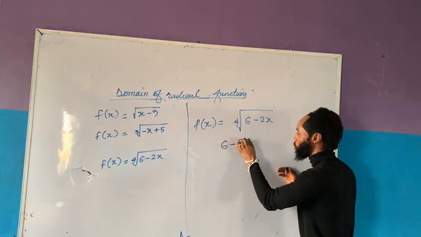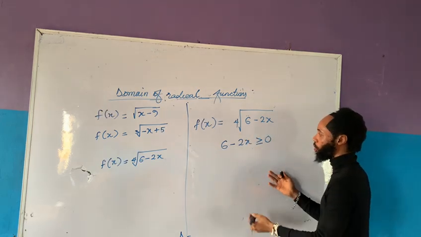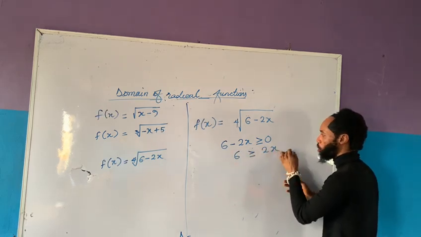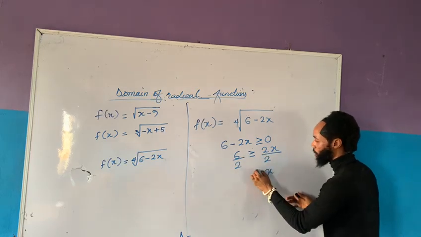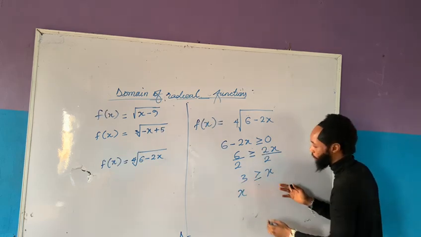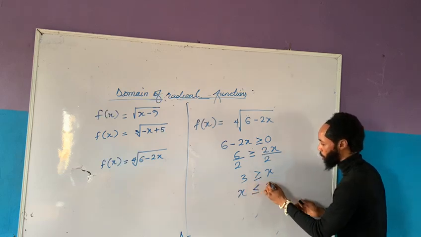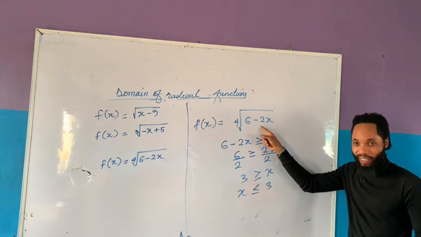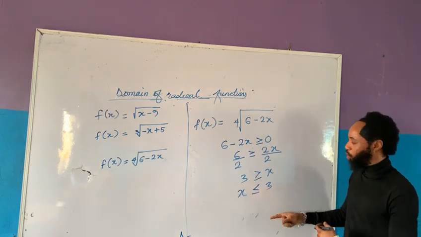6 minus 2x should be equal to or greater than what? 0. So we solve for x. So we can say 6 is greater than or equal to what? 2x. So we'll divide through by what? 2. Therefore, x equals 3. So if you set it the other way, x is what? This is greater than, so x is less than or equal to what? 3. x should be less than or equal to 3. For this case, to be a function, x has to be less than or equal to 3.